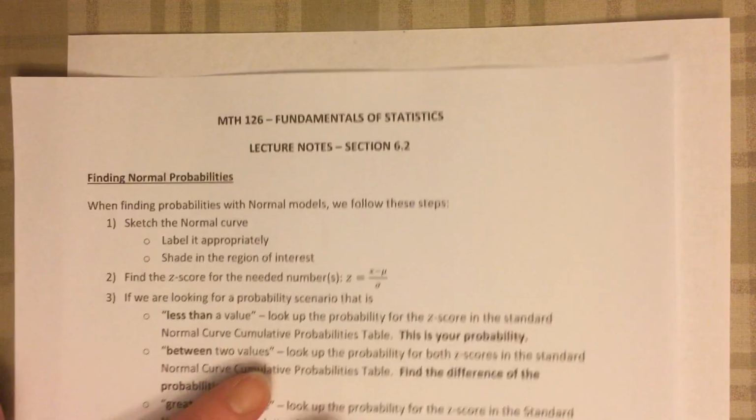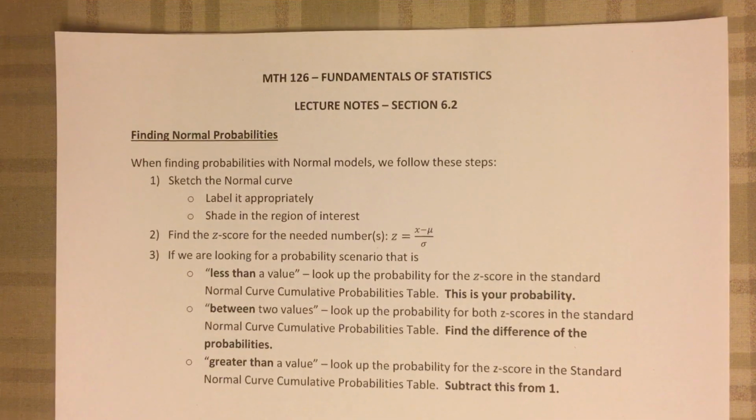So what we're going to spend our time doing in this chapter is figure out some different ways to find our normal probabilities. As we are going through and doing these, there are going to be 3 major steps that we're going to go through.